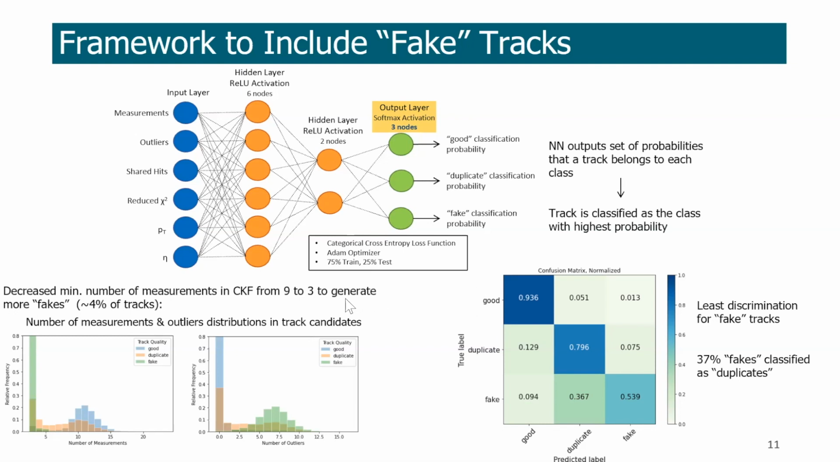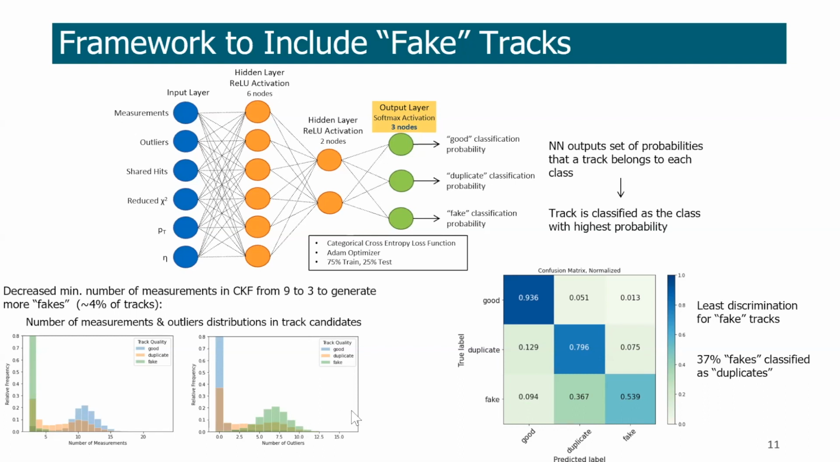So just to test this architecture, I decreased the minimum number of measurements in CKF from 9 to 3 to generate more fakes, and this resulted in a data set with approximately 4% fake tracks. And a separation in the feature distributions was most apparent in the number of measurements and the number of outliers distributions, where fake tracks, in green here, tended to have fewer measurements and more outliers.